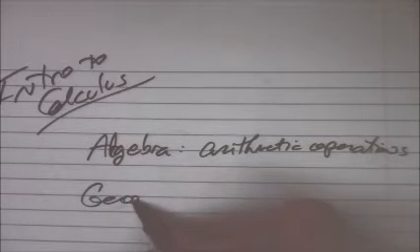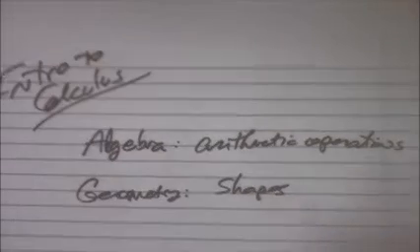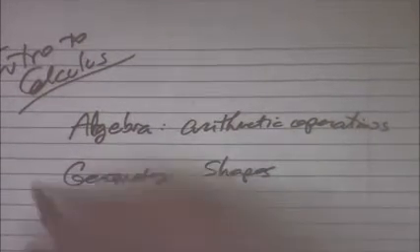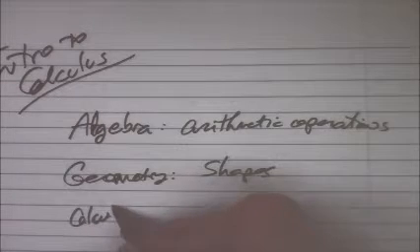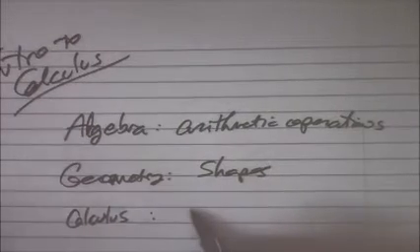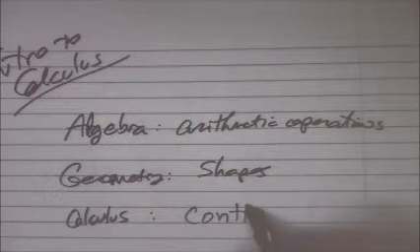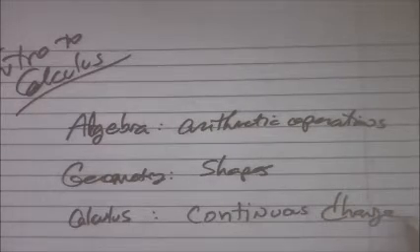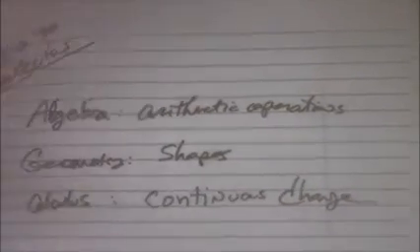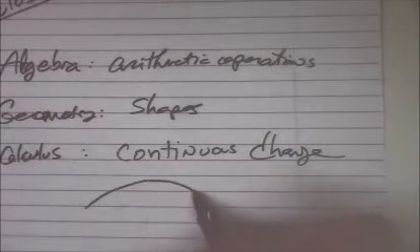In geometry, that's the study of shapes. And in calculus, let's see if I can spell it right. What we're doing is we're studying continuous change. Continuous change. So one way I want to show it is if you have a curve.